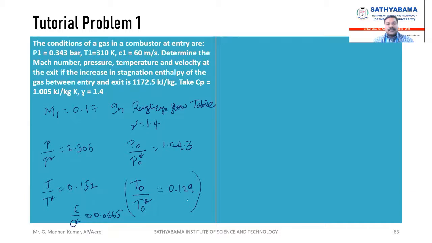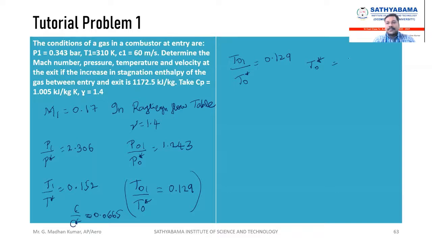So here we have T naught by T naught star equal to 0.129. I'm going to consider this expression, and this is nothing but state 1, correct? So this is M1, so we have 1 on the numerator side. So it was T naught 1 by T naught star equal to 0.129. Okay, so from this expression, we are going to find T naught star.